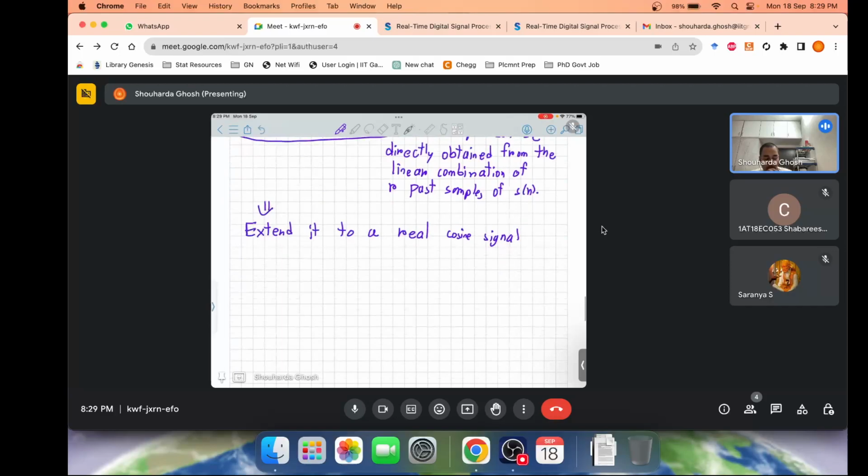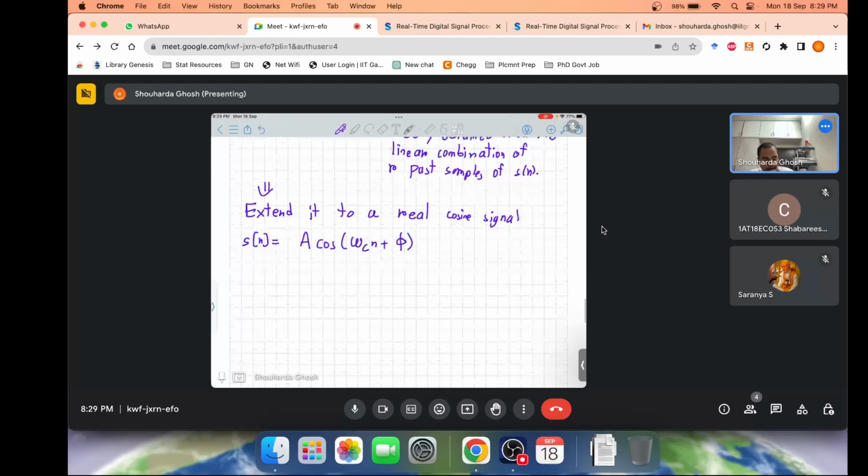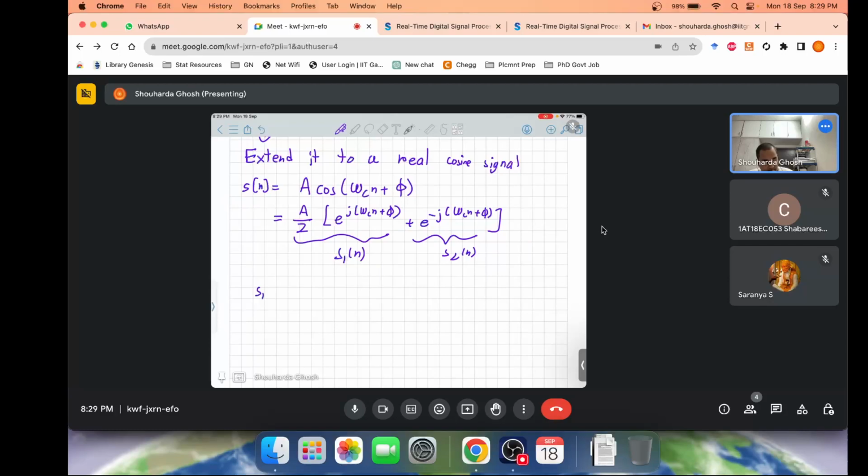Let me write it for a cosine signal. Once again going back to our old cosine signal, S(n) equals A cos(ω_c n + φ). What did we tell earlier? We broke it into two complex exponentials, with ω_c n + φ and -(ω_c n + φ). So what do you observe? We have one S1(n) and one S2(n), isn't it? S1(n) is A/2 e^(jφ) times e^(jω_c n), so ω1 is ω_c. S2(n) is A/2 e^(-jφ) e^(-jω_c n). What is ω2? It is -ω_c.